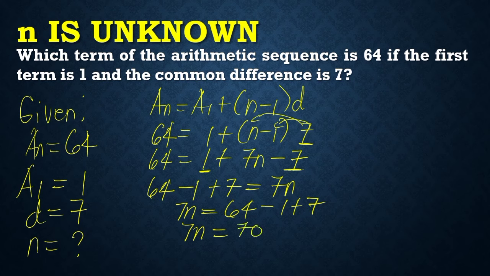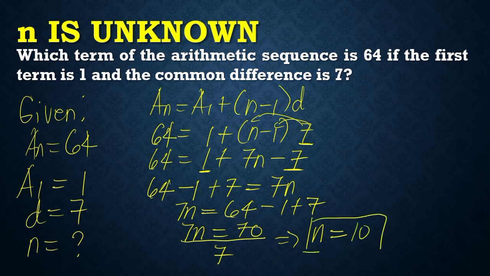And then, we divide the whole equation by 7. So, 7n divided by 7, that is n, of course. And then, 70 divided by 7, that is 10. So, yung 64 ay pang 10th term ng arithmetic sequence. So, pwede nating ilista dito para makita nyo na yung 64 ay pang 10th term nga.